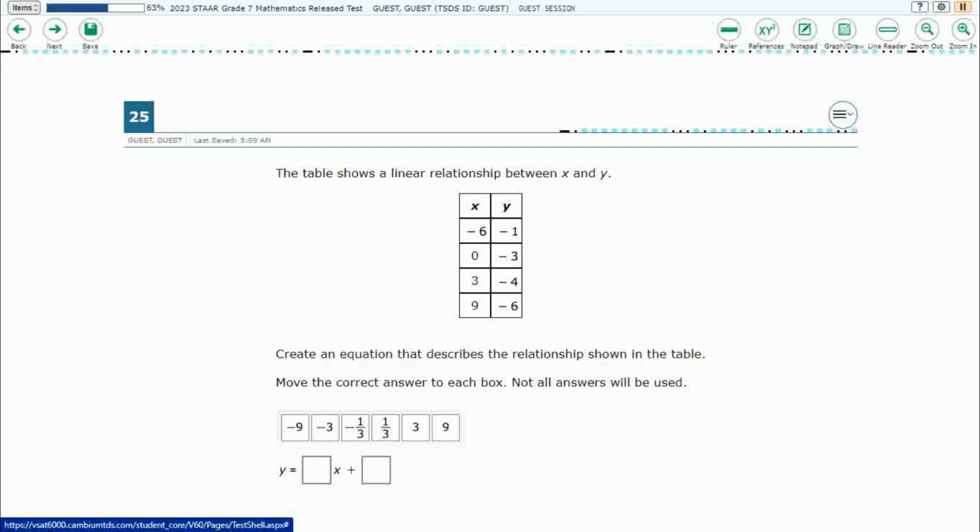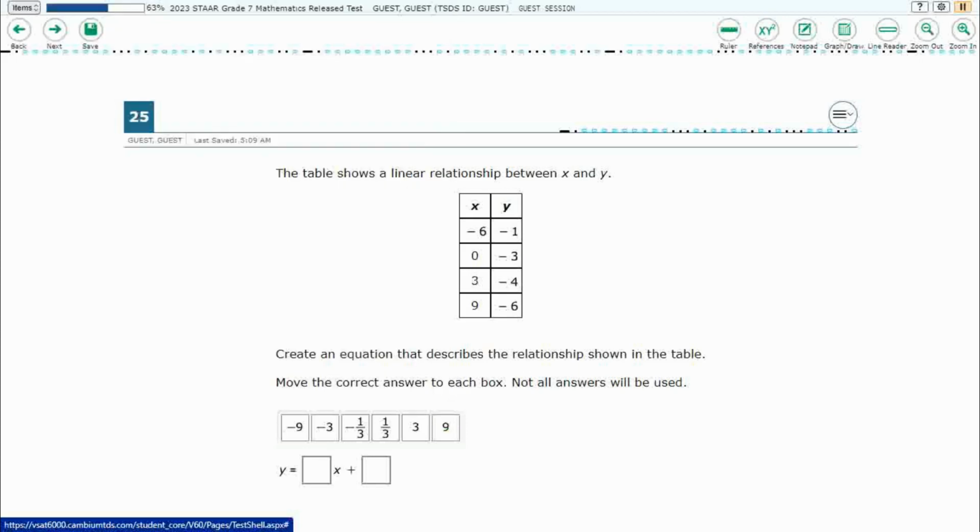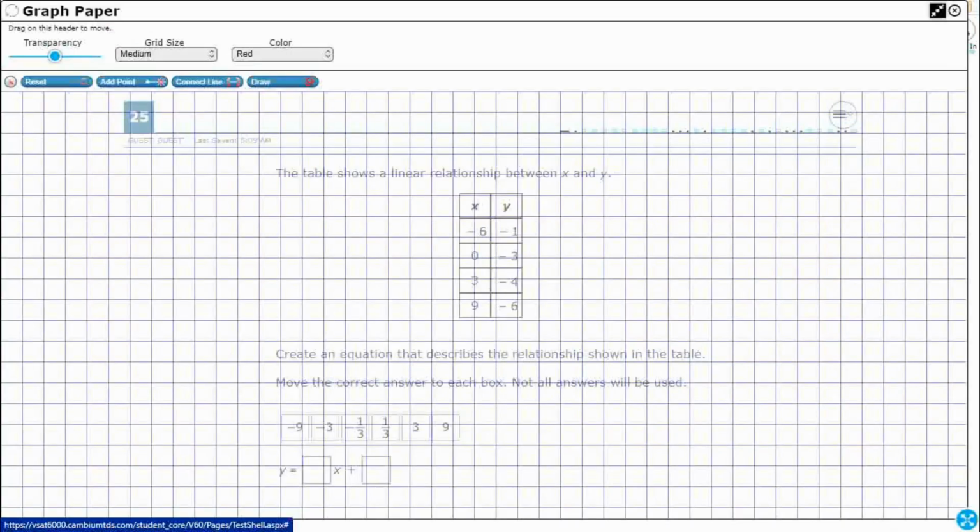And we just have a basic table with 4 sets of x's and y's. We need to create an equation. Look at this, y equals blank x plus blank. Hopefully by this point we're thinking, wow, that looks exactly like the slope-intercept form. And that's what we're looking for here. Slope-intercept form, y equals mx plus b. We do a lot of work with that in 7th grade.